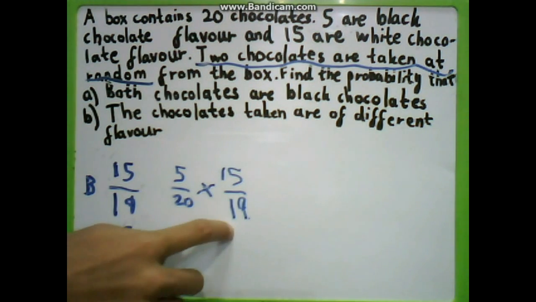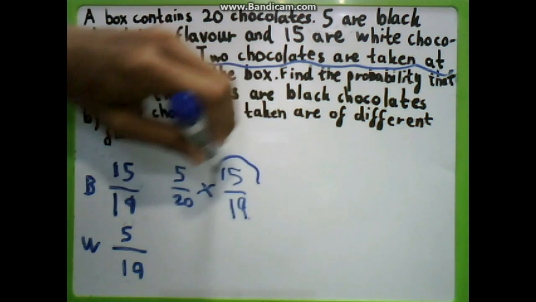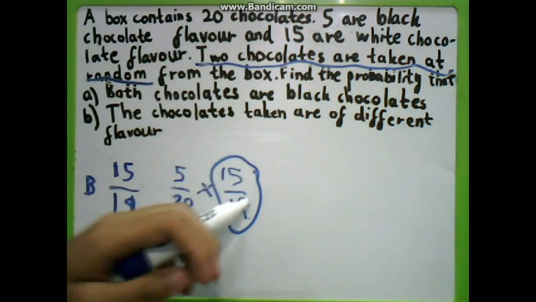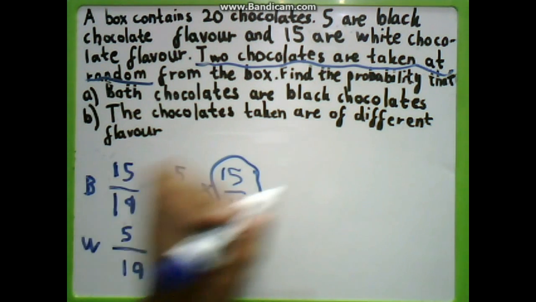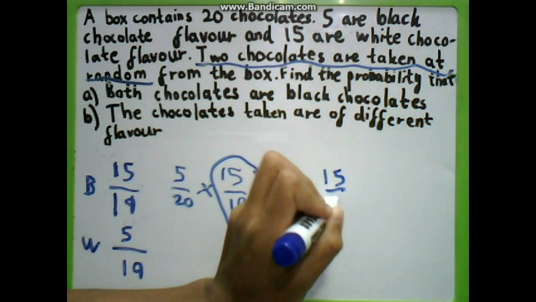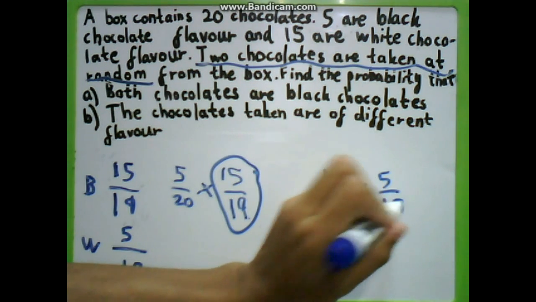That means if you put this whole thing, and it's over 18, it means you're picking out 3 chocolates. But you're not picking out 3 chocolates. The question asks 2 chocolates only. So that's why you have to put 19. Same for this one. 15 over 20 times 5 over 19.